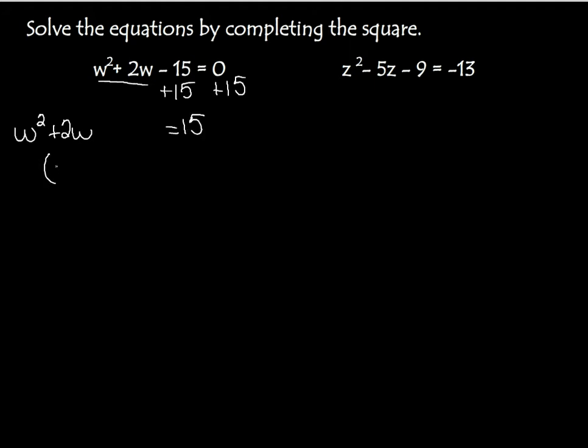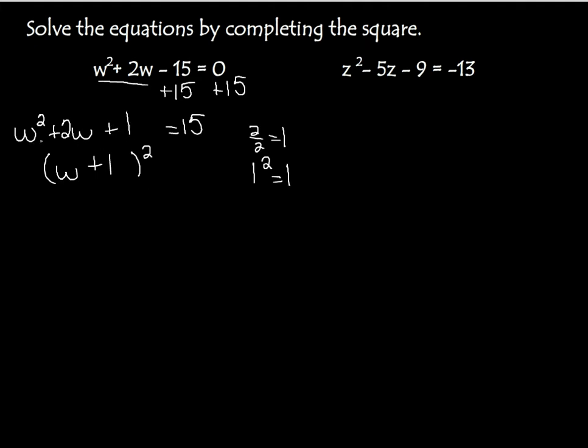What I like to do next is actually write my squared part out. Now I take half of this number. That means I take 2 divided by 2, which is 1. And that goes here. Now this is really 1 squared. So I'm going to take 1 squared, which equals 1, and I'm going to put that here, plus 1.